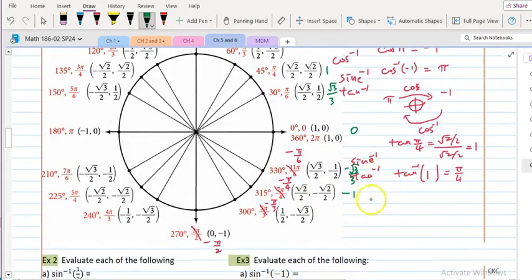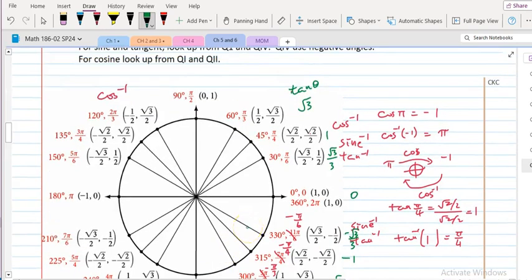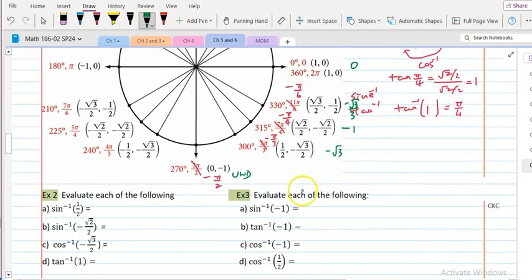For arctangent, this would be negative root 3. So that's the sixth value, and this is undefined. This is because it's a vertical asymptote. For tangent, this is undefined. So it would help us to do the arctangent lookup.